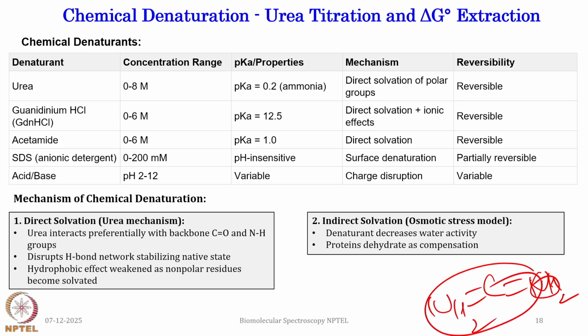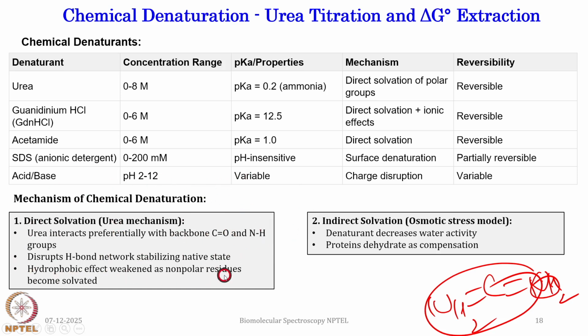Now, this has an oxygen group as well as an NH2 group. Now, that can compete with the backbone of the protein and make hydrogen bonds, and then the hydrogen bonds which exist in the protein can be broken, and because of that denaturation starts to happen. So, that is what it does.